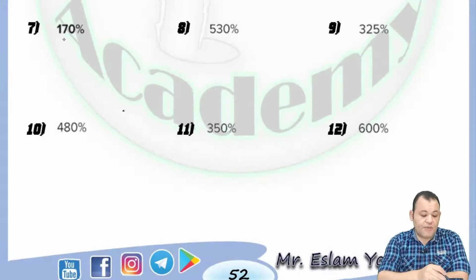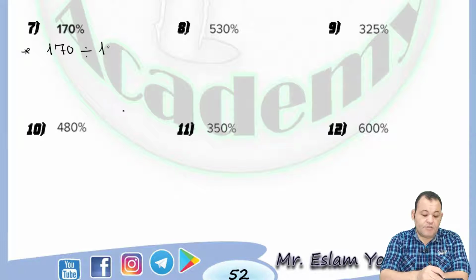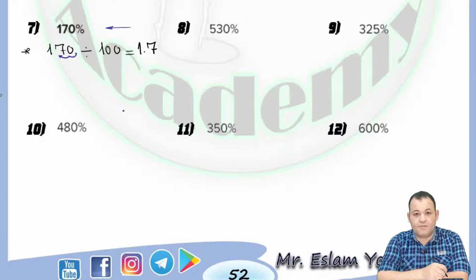In question number 7, we have 170%, and we need to write it as a decimal. We write 170, then we divide it by 100. Because we divide by 100, I just move the decimal point 2 places to the left. There is no decimal point shown, but we put the decimal point here and move it. So it will be equal to 1.7.